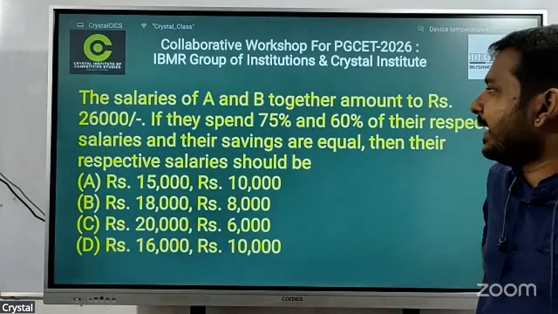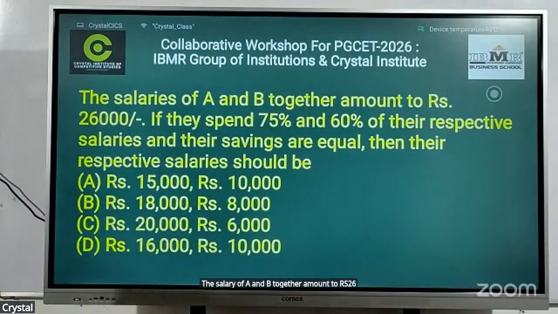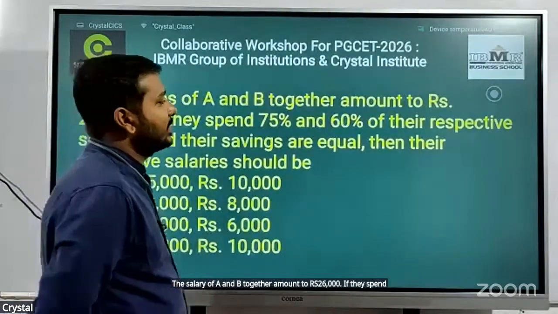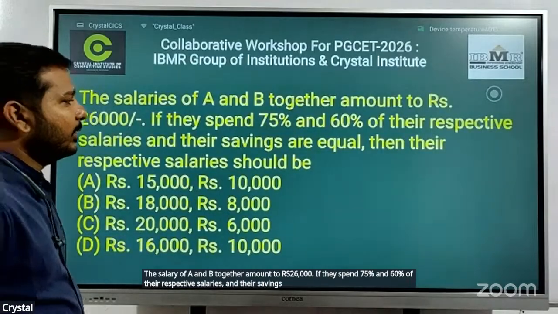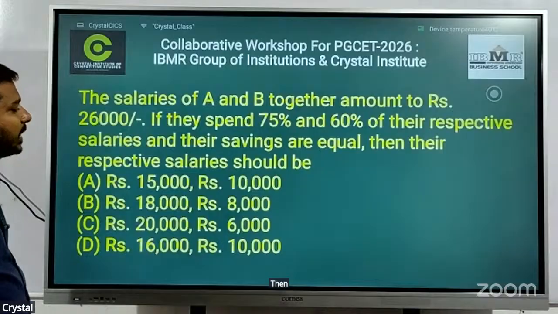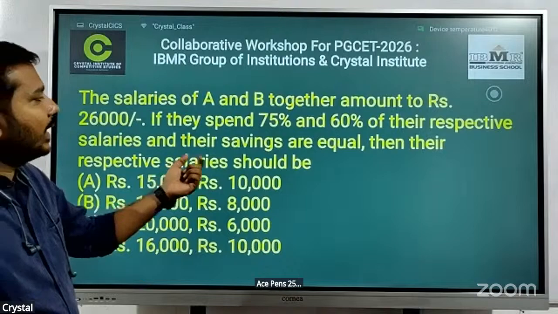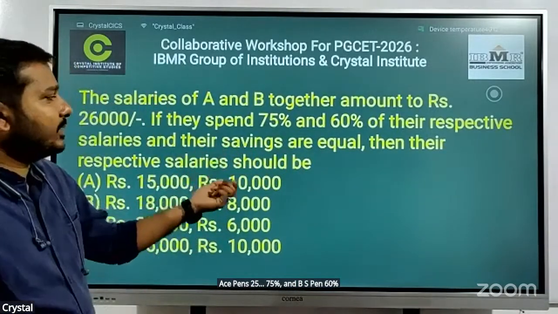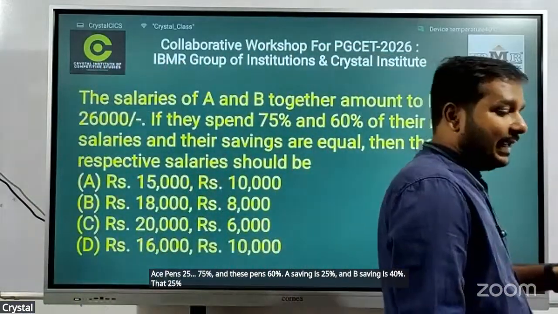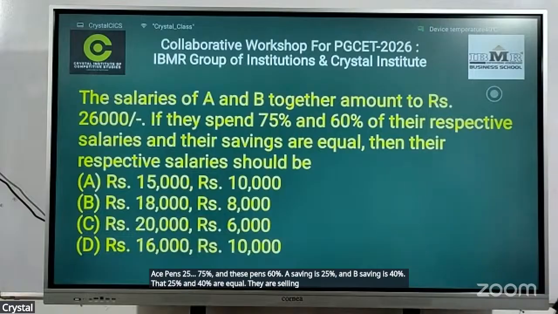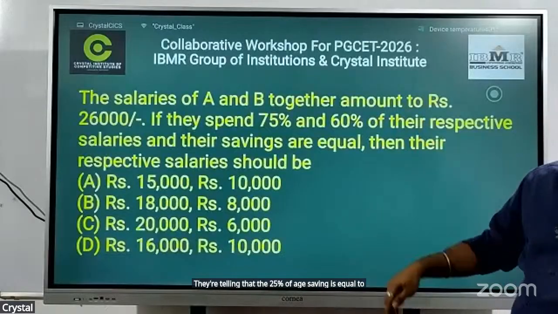The salary of A and B together amounts to Rs 26,000. If they spend 75% and 60% of their respective salaries and their savings are equal, then what are their respective salaries? A spends 75% and B spends 60%. A's saving is 25% and B's saving is 40%. They are telling that 25% of A's saving is equal to 40% of B's saving.